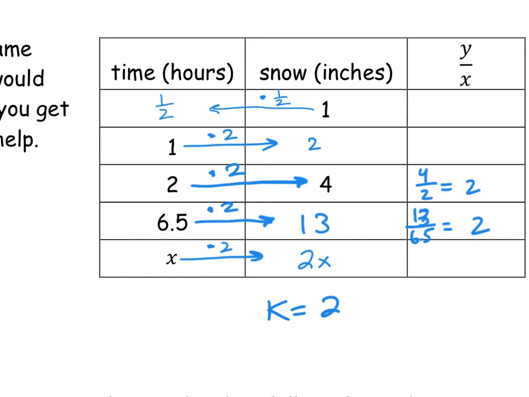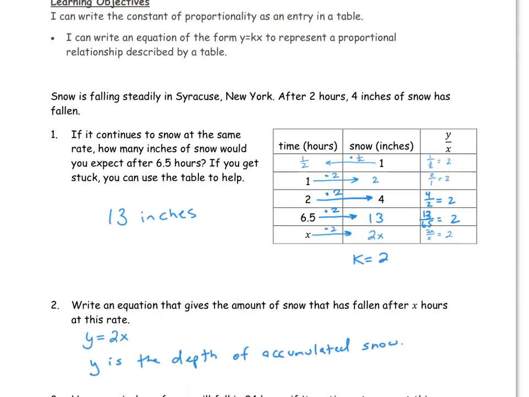If you filled out your ratios, you would have 1 over 1/2, which is just 1 divided by 1/2, which is 2. And then this one, you would have 2 over 1, so 2 divided by 1 is 2. And you could even go as far as doing 2x over x, which also equals 2. So you can see that constant of proportionality shows up again.